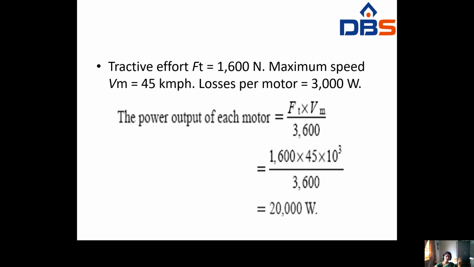So you have to convert kilometers into meters. At that time, you have to write 45 into 10 cube divided by 3600. Here per hour will be converted into per second. So at that time, the total value you can get is 20,000 watts.